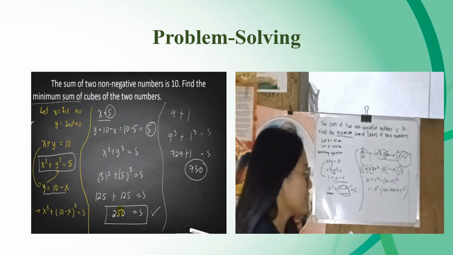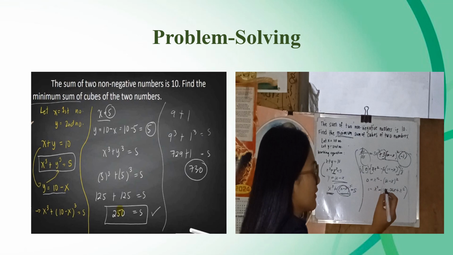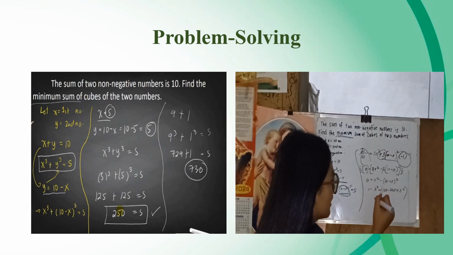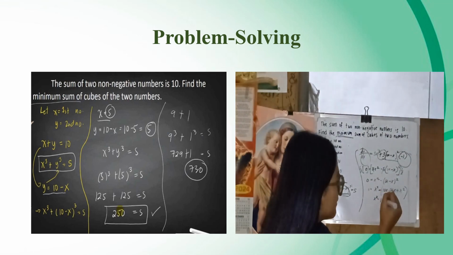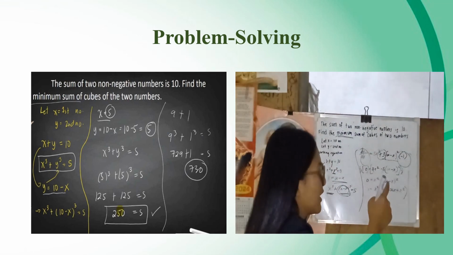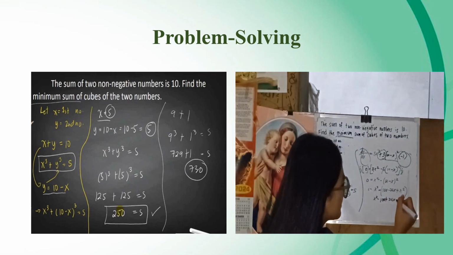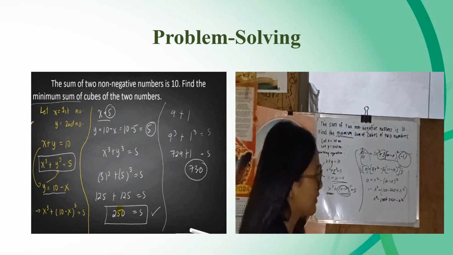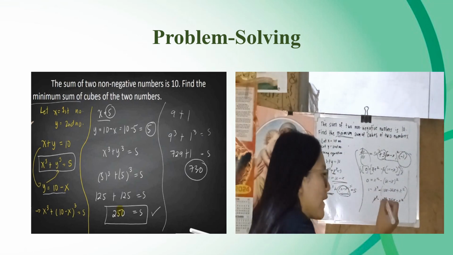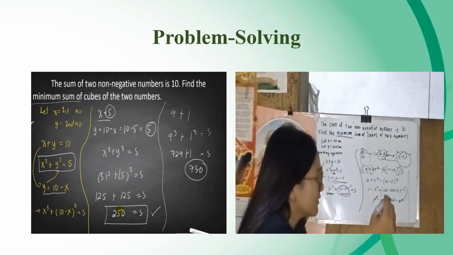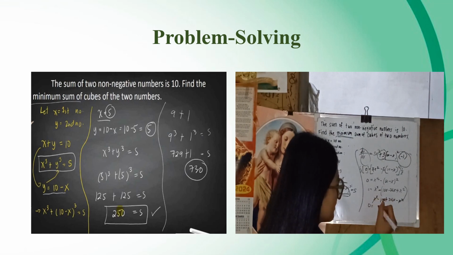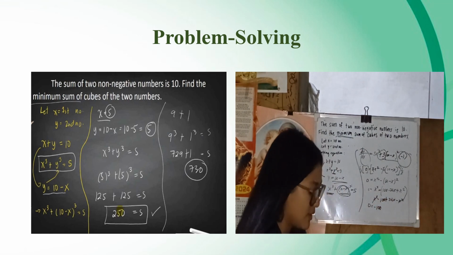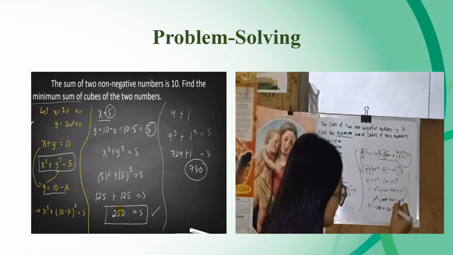Then after, distribute the negative sign. Negative times negative is positive. Negative times positive equals negative. Then cancel x squared, combine like terms. Then the number negative 100 plus 20x.